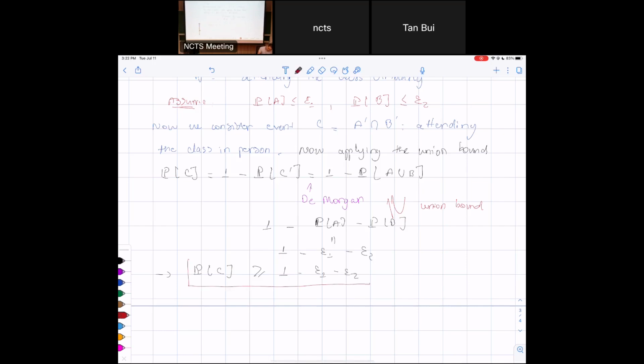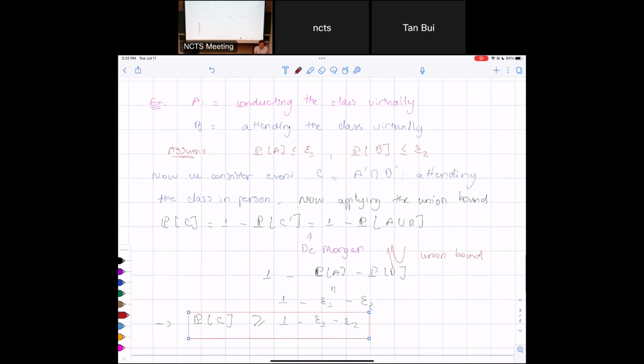So if I know that epsilon 1 and epsilon 2 are small, I know that the probability that you attend the class in person is high. So then it's worthwhile for me to make a trip to come here. Everybody see that? Remember that the union bound without a minus sign is less than or equal. But if you have a minus sign, it becomes greater than or equal. So that's just a simple application of the union bound.